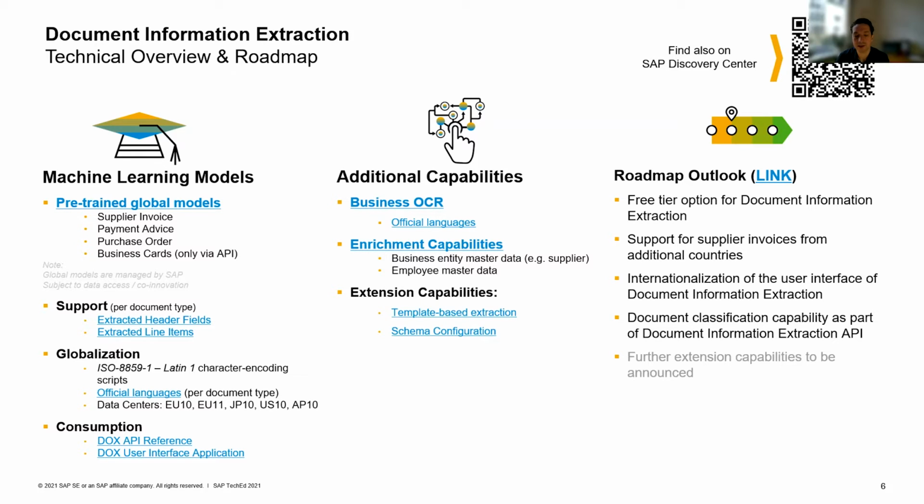And in 2022, we also intend to integrate the document classification capability that I was previously explaining to you as an integral part of the document information extraction API, so that it can be used basically out of the box and seamlessly directly through document information extraction. We are also looking into further extension capabilities, and such capabilities will be announced.